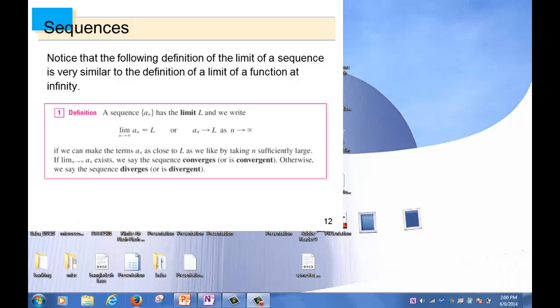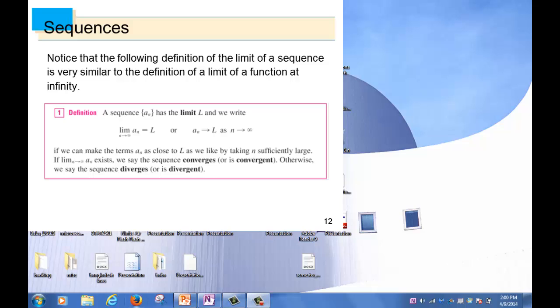Sometimes instead of writing the symbol, the limit of a_n as n goes to infinity is equal to L, I might say a_n arrow L as n arrow infinity. The way I read it is that a_n approaches L as n approaches infinity. Everybody is clear? a_n approaches L as n approaches infinity.